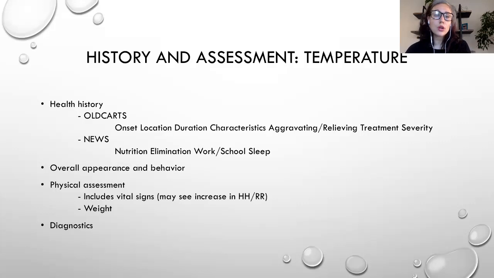Are we able to go to work and then sleep? Are we sleeping through the night? Are we not able to? Are we up? Those are all things that are going to help us figure out what's going on in pediatrics with this kiddo, right?